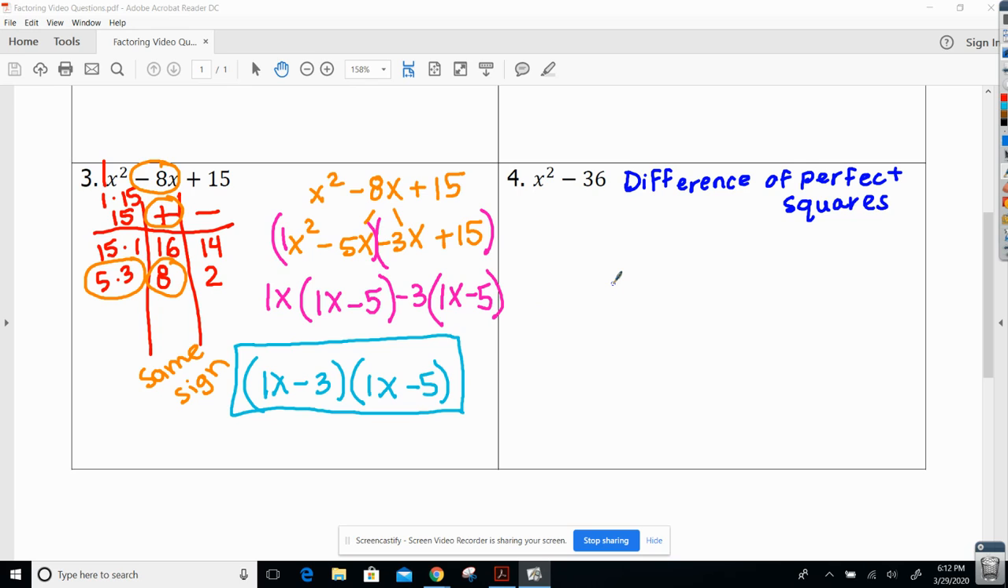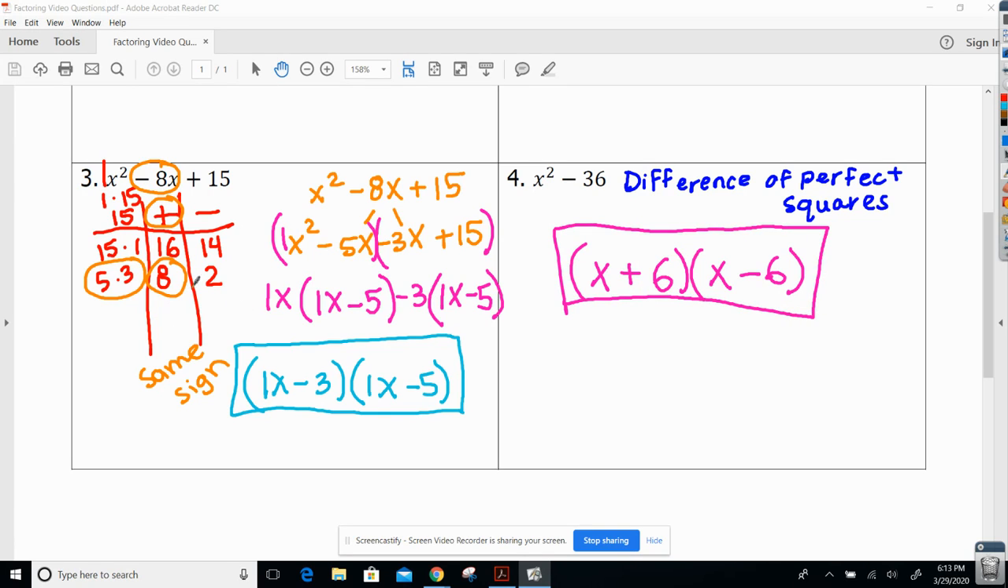Okay, so to do that trick, what we did was we took the square roots of both parts. All right, so the square root of x squared gave us x. The square root of 36 gave us 6. And then we wrote that 2 times. X and 6, x and 6. Then in between them, we put a plus and a minus, and you're done. Okay, now remember, you can factor it using your chart like we did the last 3, but because it is a difference of perfect squares, we can use the little trick where you take the square root, put plus and minus.